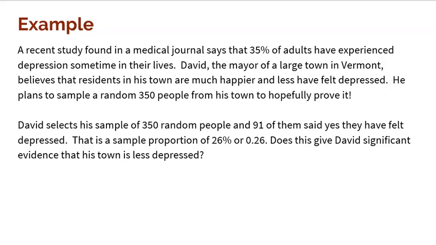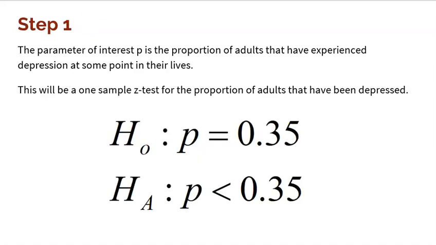All right, so let's just dive right back into the same example we've been looking at a lot recently. 35% of adults have experienced depression in their lifetime. David, the mayor of a large town in Vermont, believes that his town is happier, hence less depressed. So he gets 350 people, and 91 say that they felt depressed. That's 26%. Does he have significant evidence that his town is less depressed? All right, let's run through step one. The null: the truth is 35%. We're going to believe it. Alternative: no, it's less than 35%.